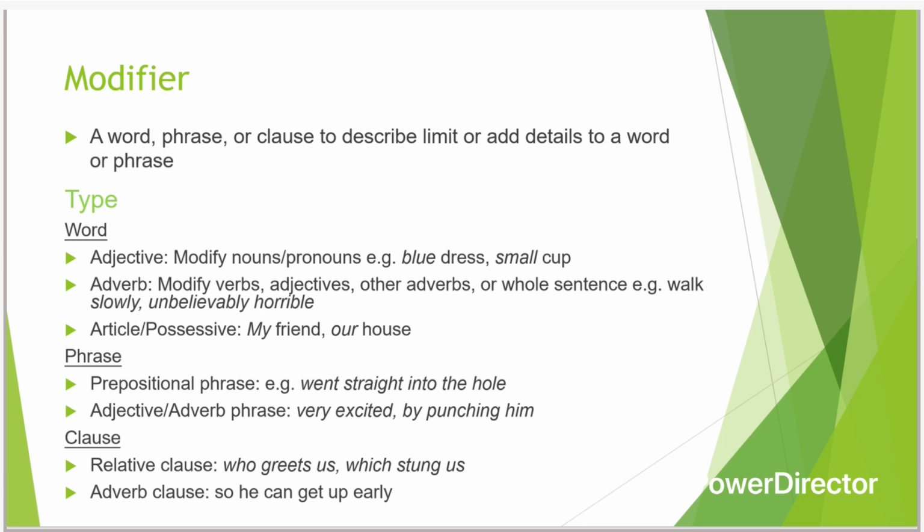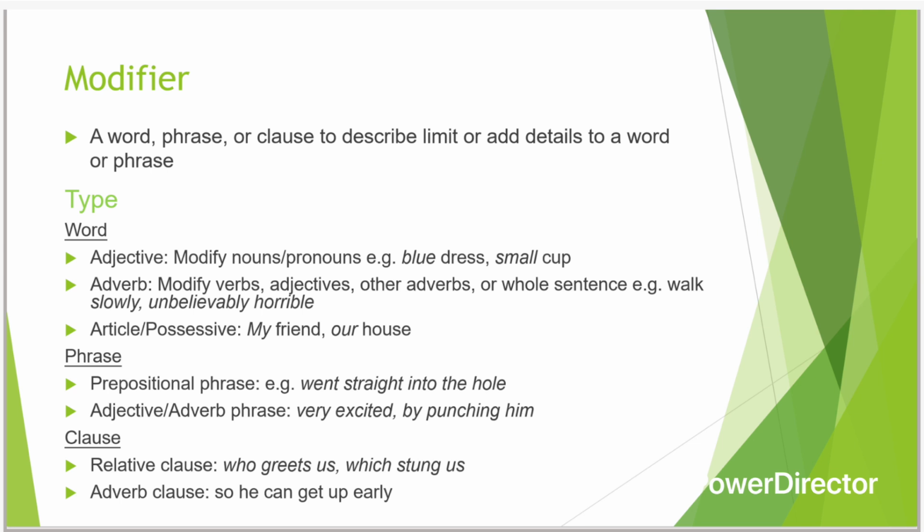Adjective modifiers modify nouns and pronouns, such as a blue dress, a small cup. Adverb modifiers modify verbs, adjectives, other adverbs, or a whole sentence, such as walk slowly, unbelievably horrible. Articles and possessives are modifiers too, such as my friend, our house.